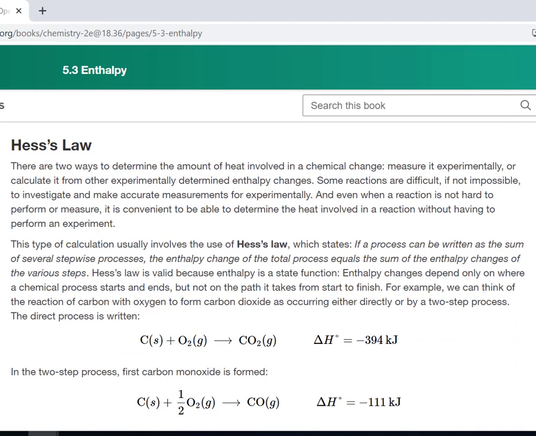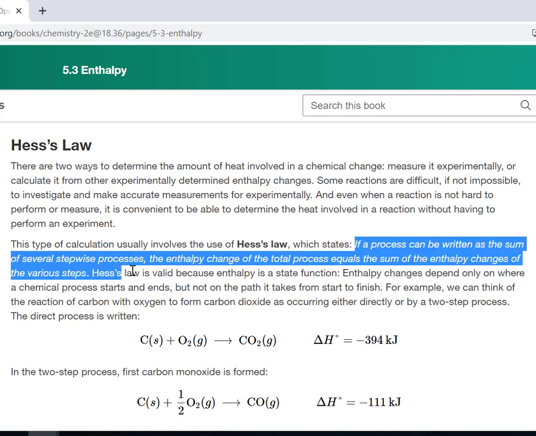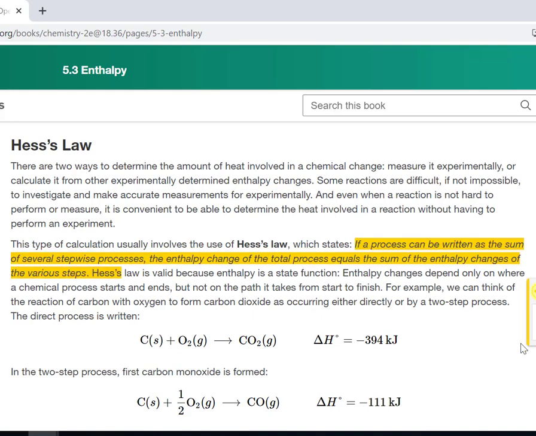But where we're going with this is we want to use something called Hess's law as a method of figuring out the enthalpies of chemical reactions based on the tabulated information we just referred to. Okay, so let's go ahead and highlight this. Again, probably the most important part of this section is Hess's law.